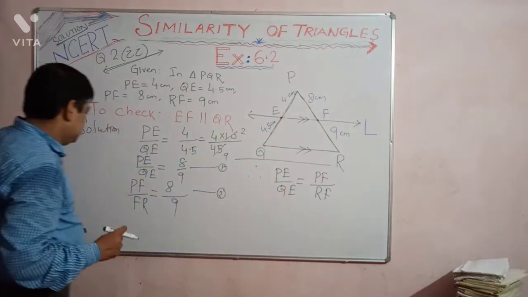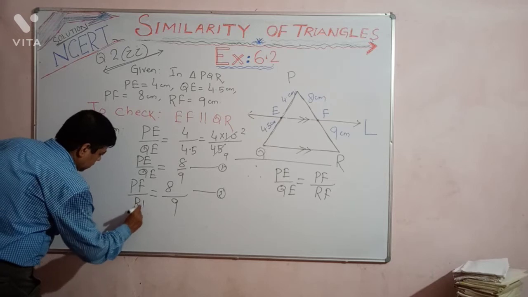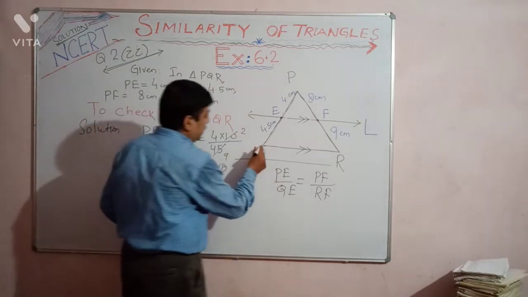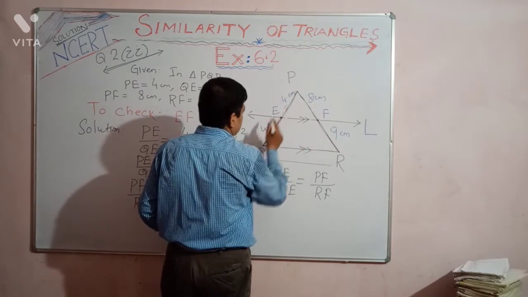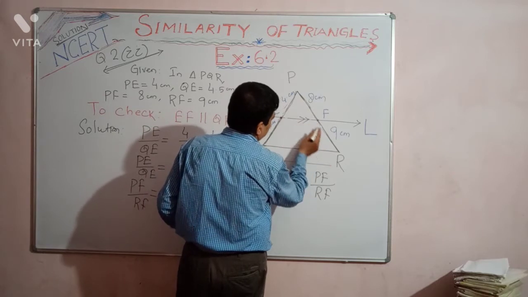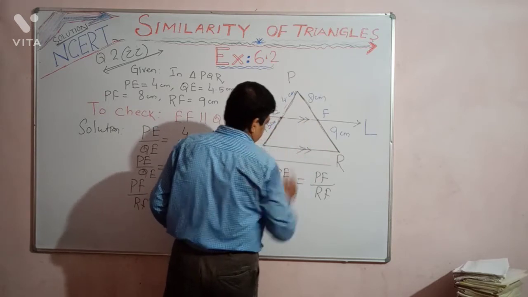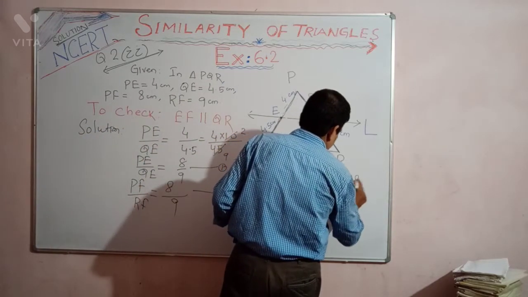That's why, this line we can write corresponding part. Yes or no? Because it is given QE, so that's why you have to find RF. PE upon QE is equal to PF upon RF. And this value is equal to 8 upon 9.